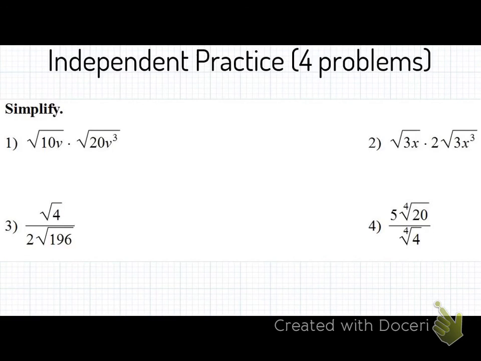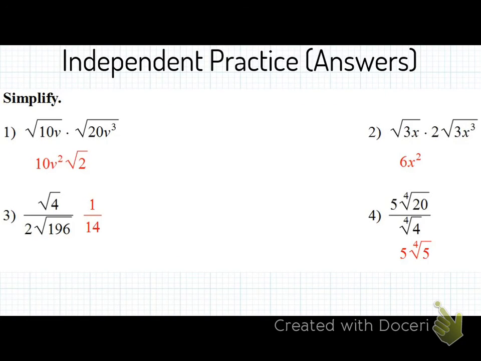And here are 4 problems. Please do these in your notes. Please pause the video here and check them. And we will check your work in a moment. So please pause the video. Work these out. Okay, you should have paused the video and worked these out. Here are the answers. So check your work.